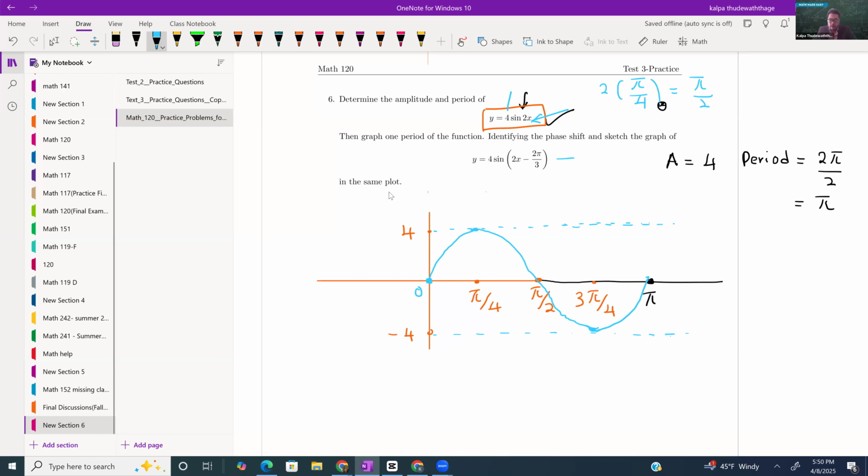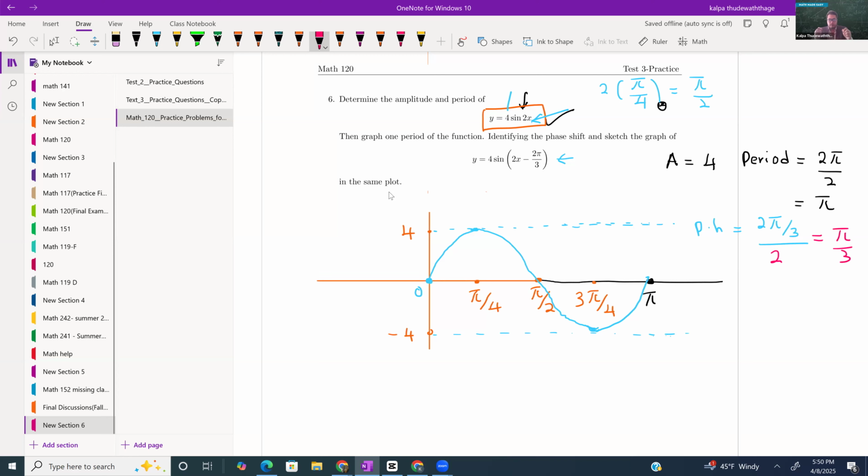Now you need to draw the other one, which has the phase shift. The phase shift you can get by taking 2 pi over 3 divided by the number here. It's like C over B, we remember it. Okay, so this is 2. So I get pi over 3.